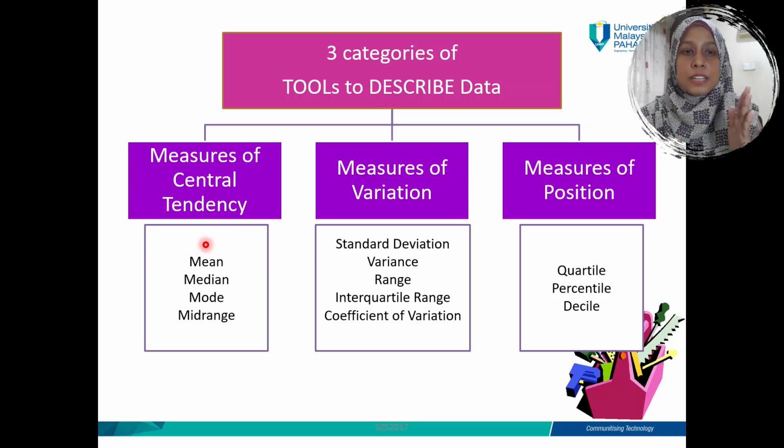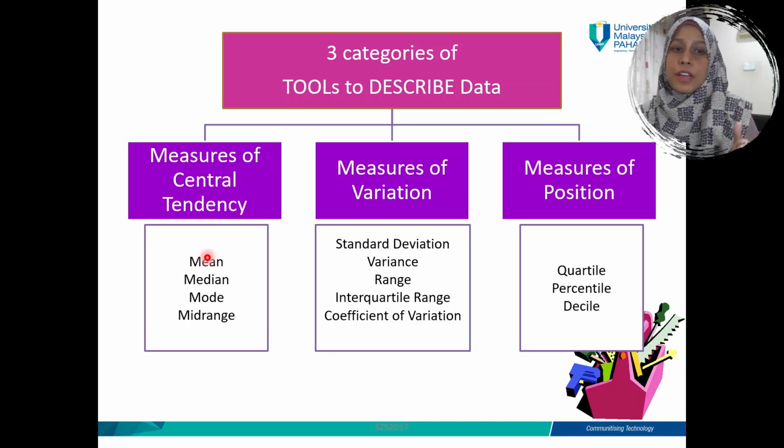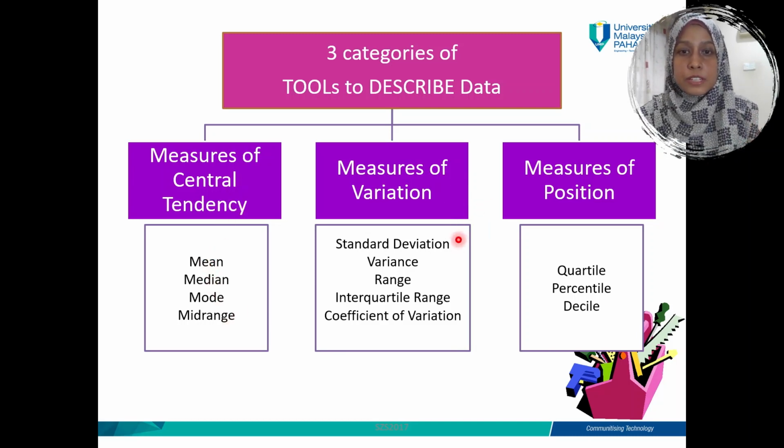Under the category of measures of central tendency, we have mean, median, mode, and mid-range. Under the category of measures of variation, we have standard deviation, variance, range, interquartile range, and coefficient of variation. And finally, under the category of measures of position, we have quartile, percentile, and decile. Okay, guys. Now, I'm sure that you are familiar with some of these tools.